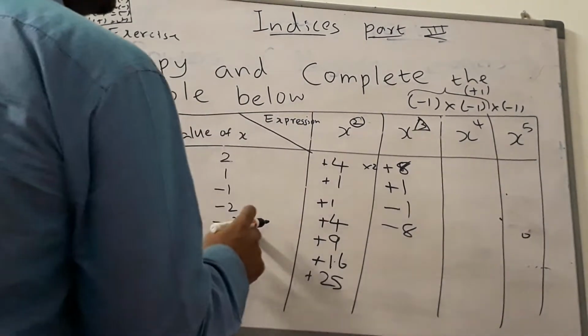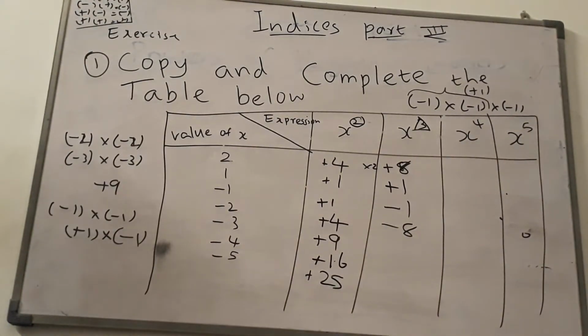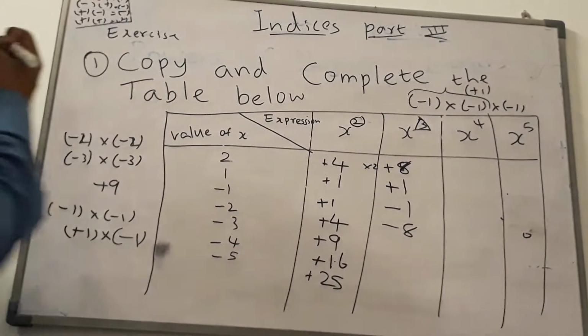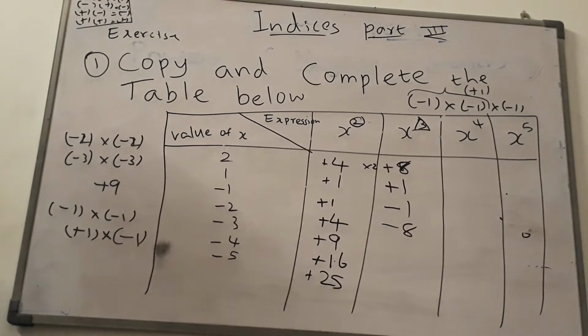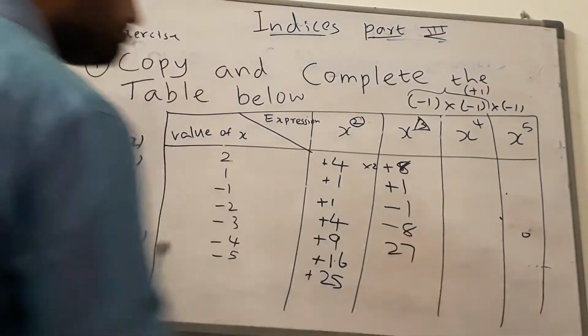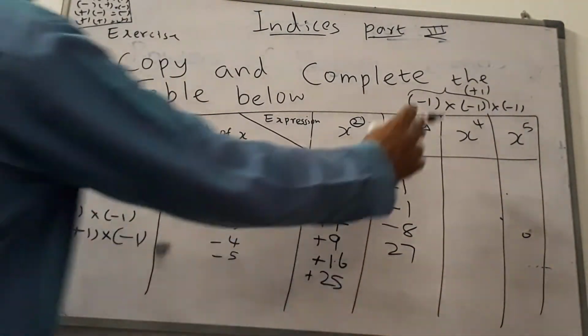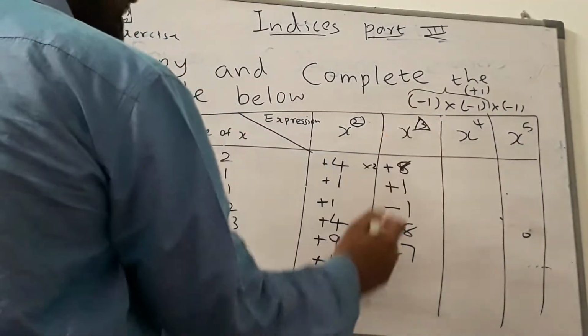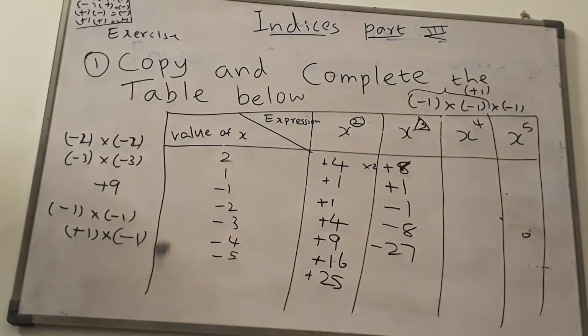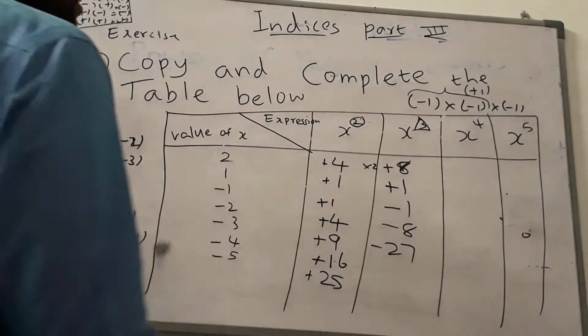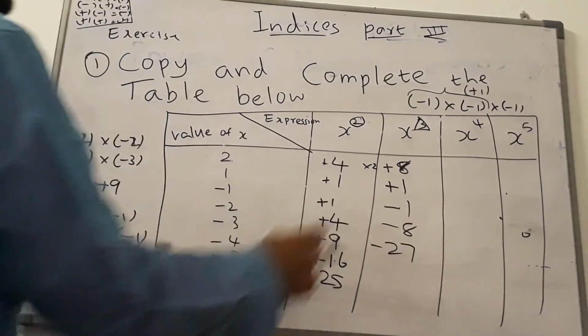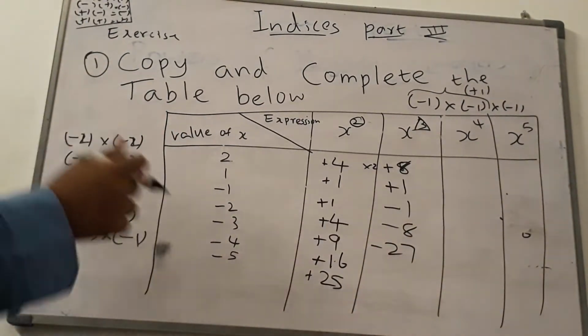Next is minus 3. Minus 3 cubed means what? We know 3 times 3 is 9, so 3 times 3 times 3 means 9 times 3, which is 27. And that is also minus, because the index is an odd number, 3. Minus 3 times minus 3 is plus 9. Plus 9 times another minus 3 is 27, and that should be minus, because plus times minus is minus.